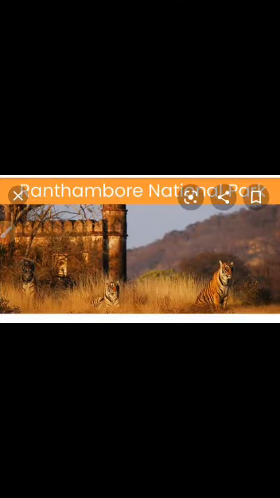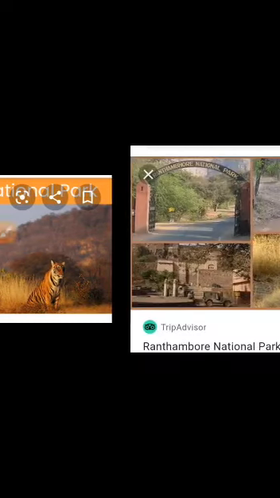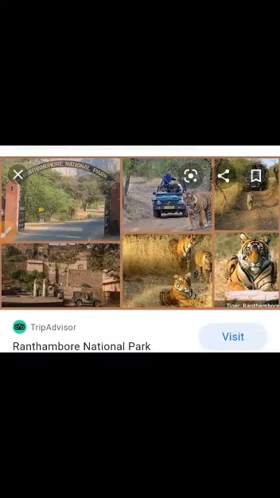Then we come to Ranthambore National Park. Ranthambore National Park is one of the biggest and most renowned national parks in northern India. The park is located in Sawai Madhopur district of southeastern Rajasthan. There is a huge variety of wild animals in Ranthambore National Park, including mammals, birds, and reptiles. Initially covering 282 square kilometers at the time it was formed, it was established in 1957 by the Government of India.